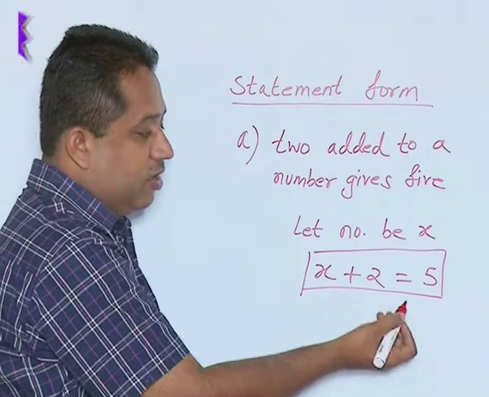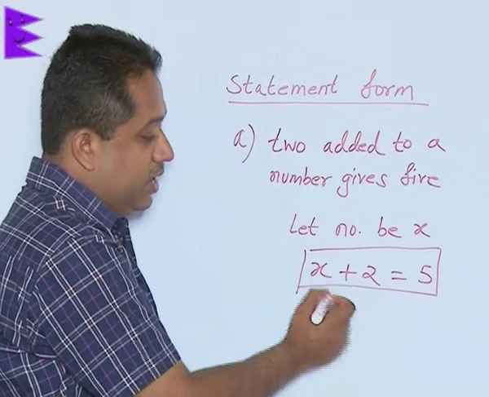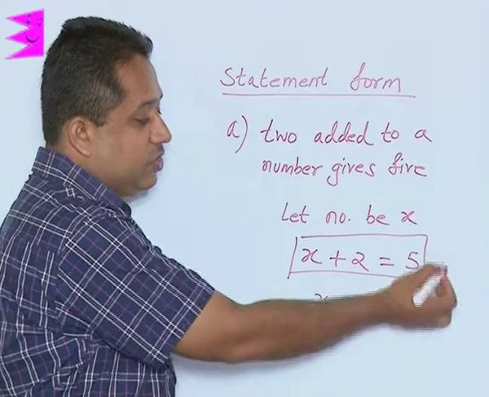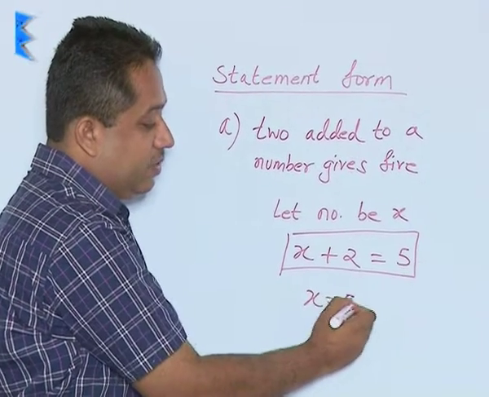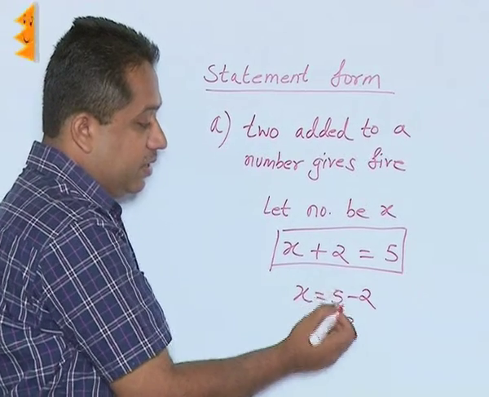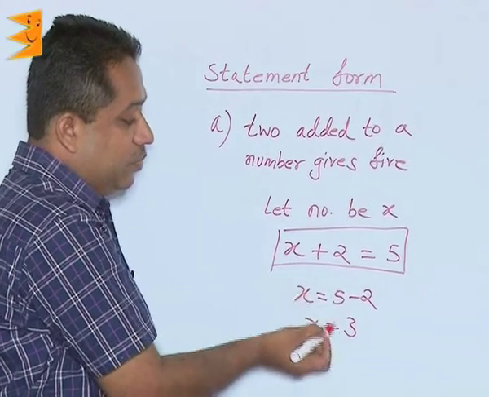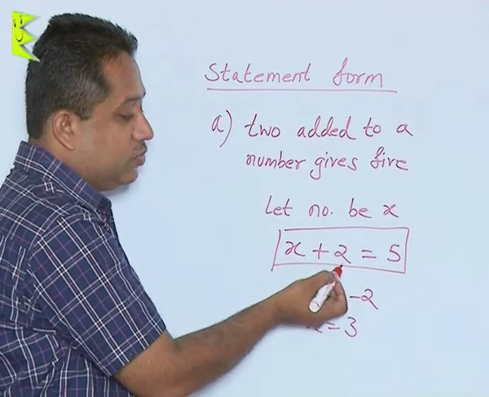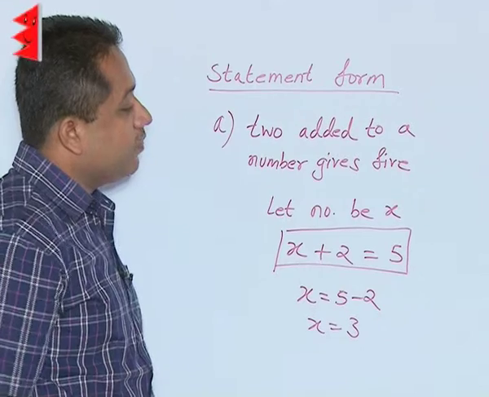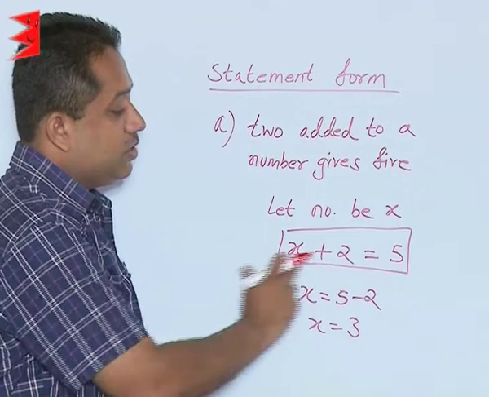And the method to solve, as discussed, will be simple. All you have to do is keep the x here and shift this to the other side. That is going to become 5 minus 2. So, we can say x is 3. And we can verify this. We can put this value of x here. So, 3 plus 2 is 5. 5 is equal to 5. So, 2 added to a number gives 5 indicates that x plus 2 is 5.